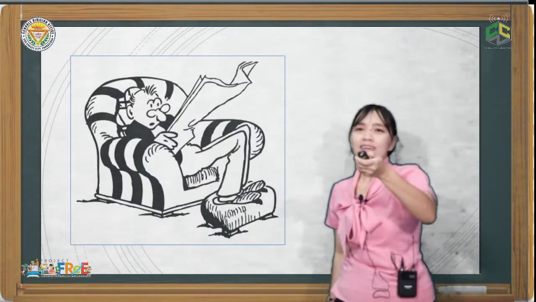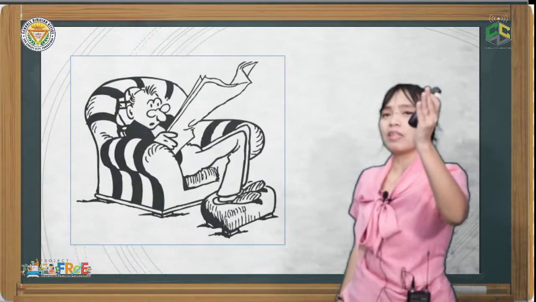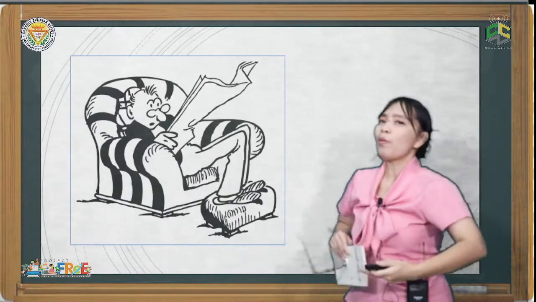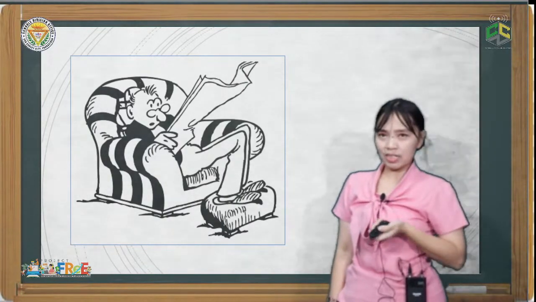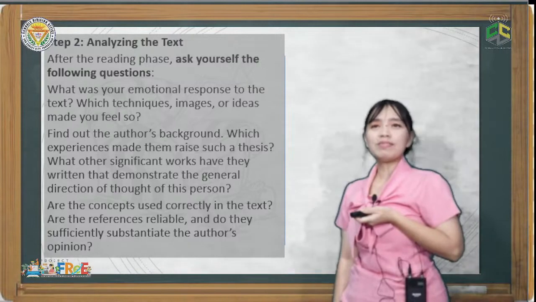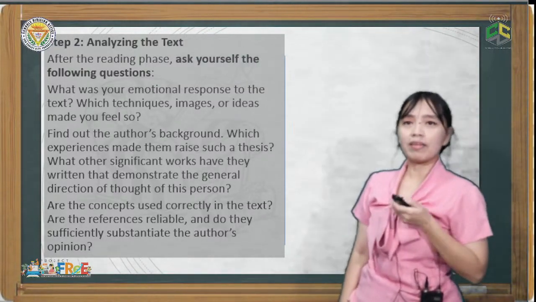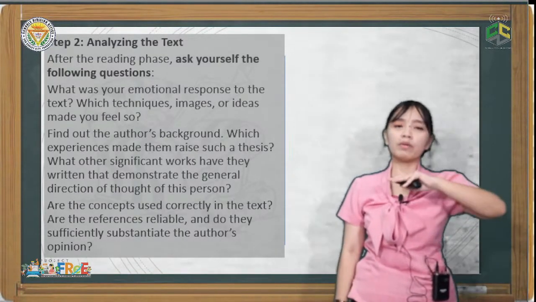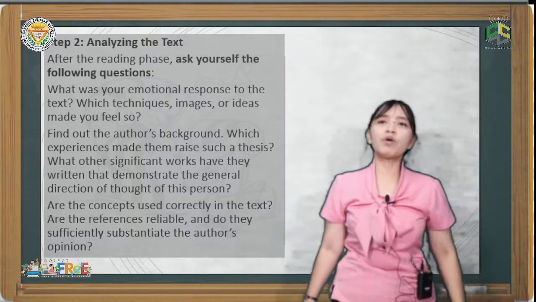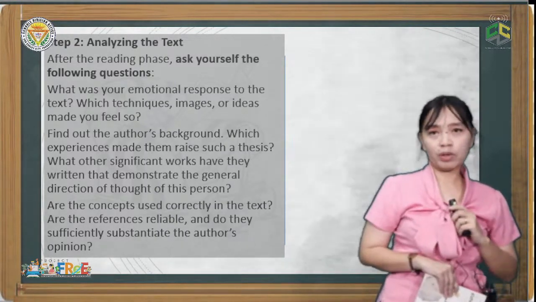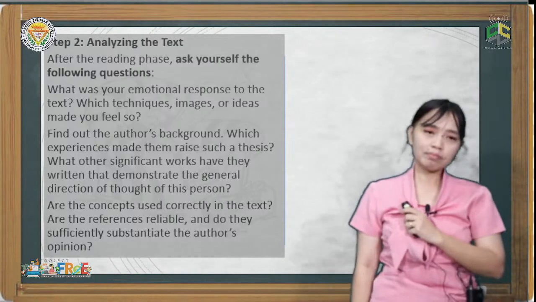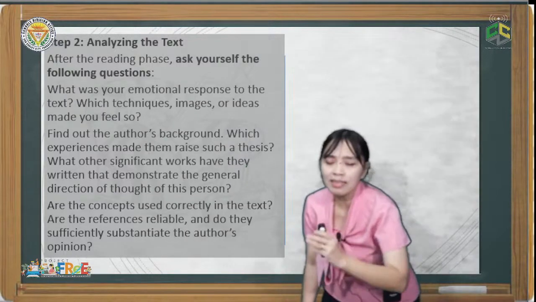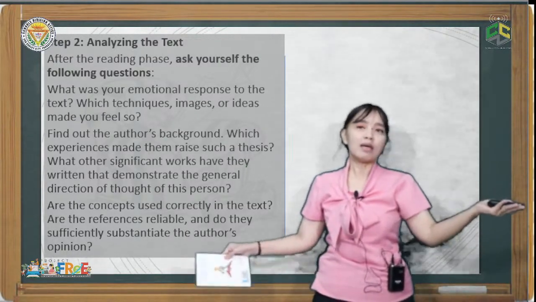Okay, so take a look at these. As you can see, this image is a depiction of what I have told you a while ago. So maybe you could relate more if you take a look at this picture. And of course, we're going to proceed with the analysis of the text. So after what we call the critical reading phase, you have to ask yourself the following questions. What are these questions? As you can see, what was your emotional response to the text and which techniques, images, or ideas made you feel so.